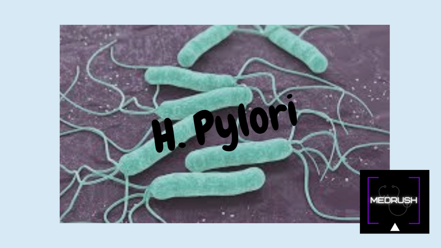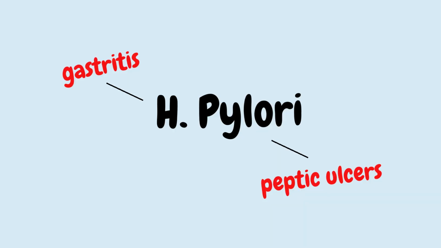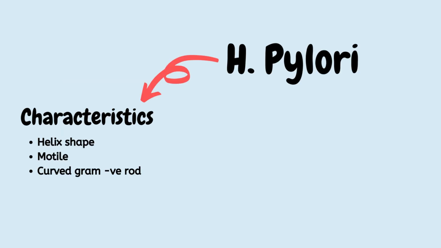H. pylori. H. pylori belongs to the group of pathogens within the enteric tract known for gastritis and peptic ulcer. Starting with its characteristics, let's see. It has helix shape, motile as it uses its flagella to propel around stomach, and most importantly, it is a curved gram-negative rod.